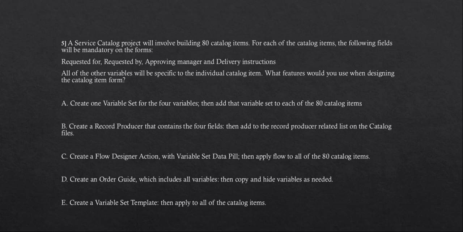A. Create one variable set for the 4 variables, then add that variable set to each of the 80 catalog items. B. Create a record producer that contains the 4 fields, then add to the record producer related list on the catalog files. C. Create a flow designer action, with variable set data pill, then apply flow to all of the 80 catalog items.